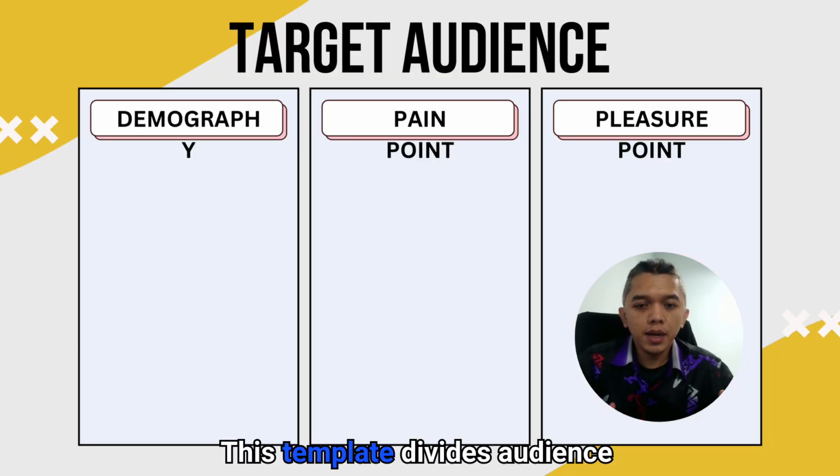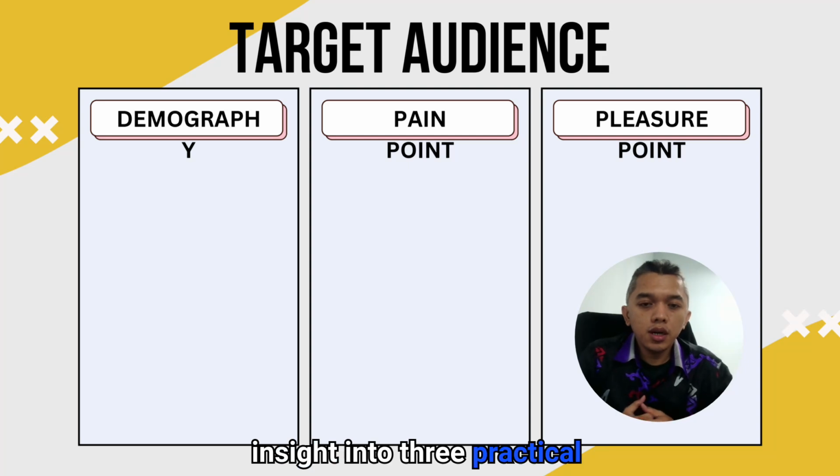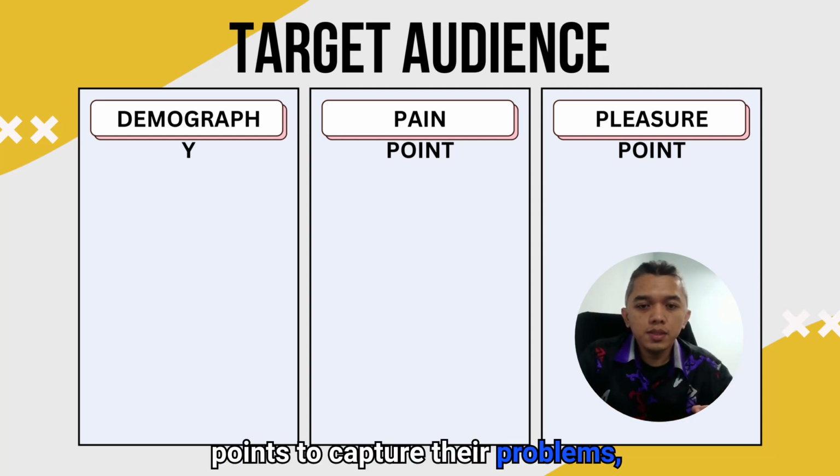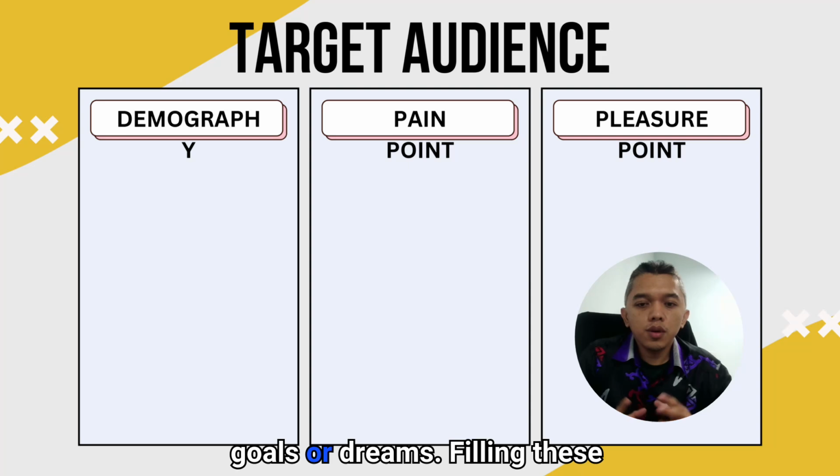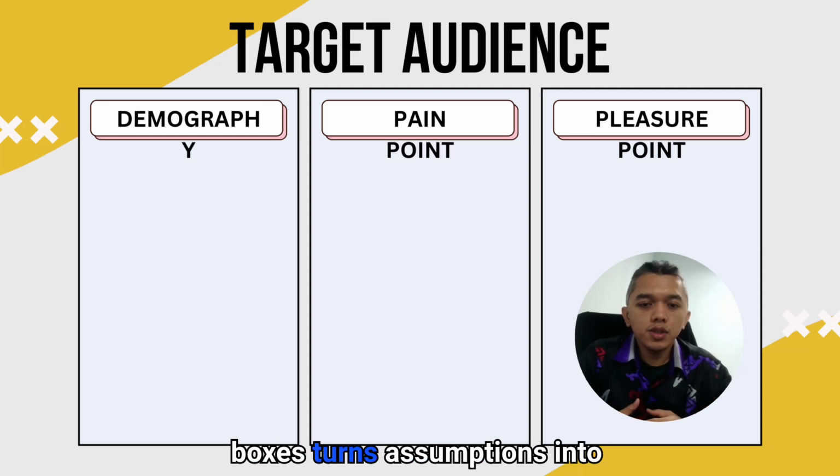This template divides audience insight into 3 practical columns: demographics to describe who they are, pain points to capture their problems, and pleasure points to list their goals or dreams. Filling these boxes turns assumptions into actionable customer profiles.